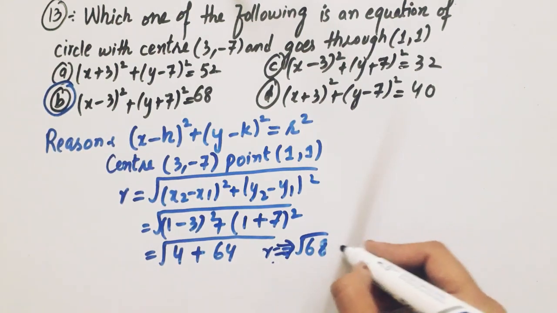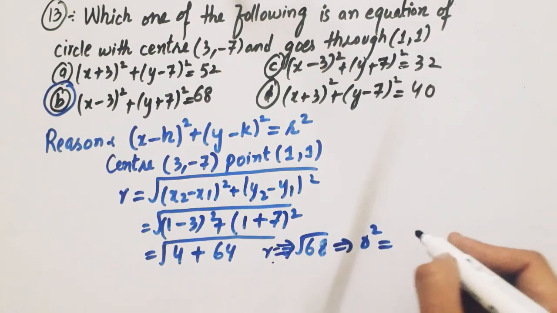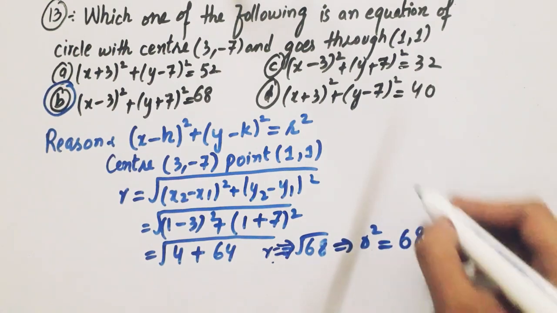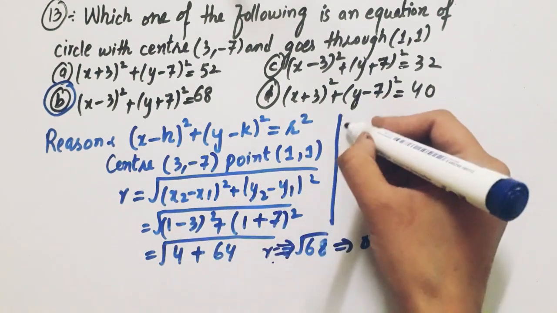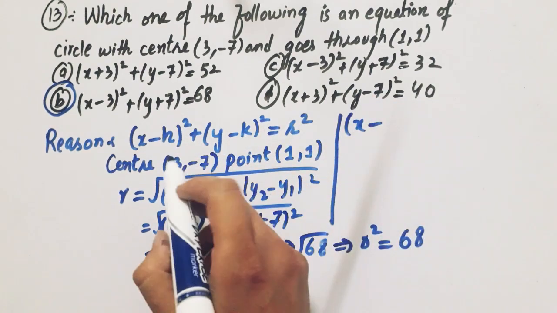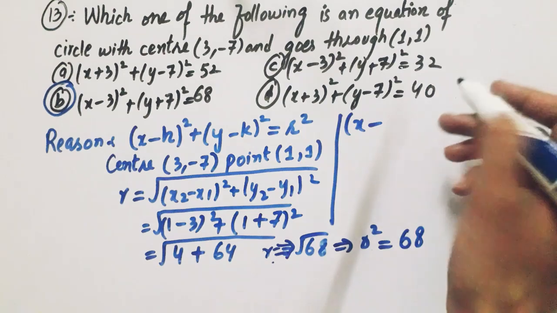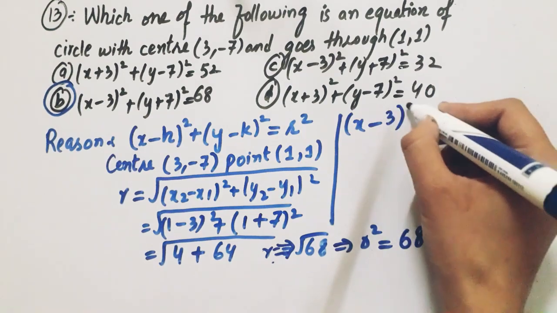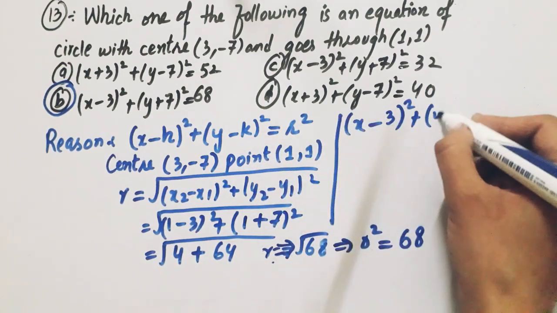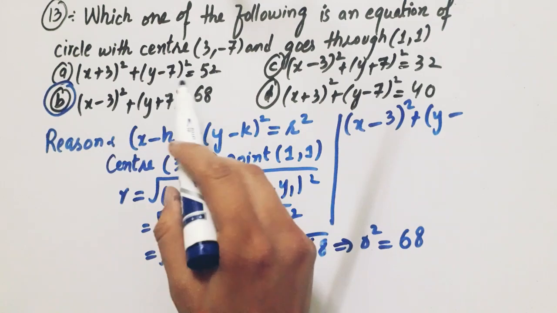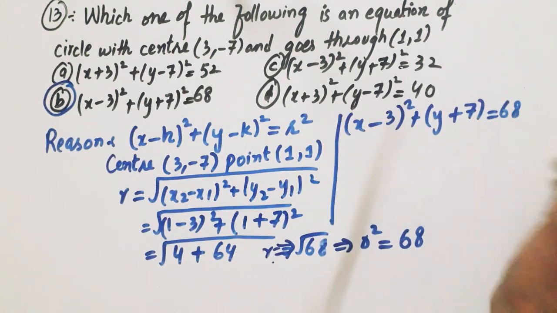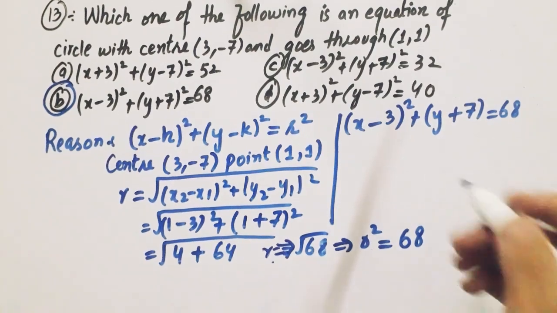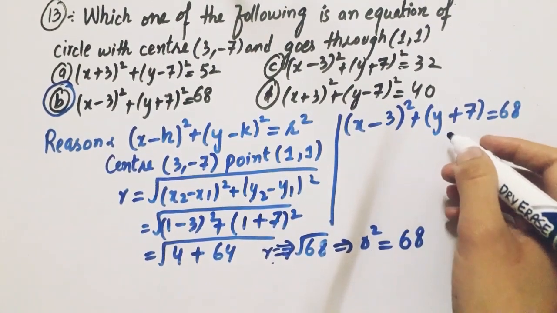Now r square will be equal to 68. Now you will put all the values in this equation: (x minus h) is equal to 3, plus (y minus k) is equal to minus 7, so it will become plus 7, is equal to 68. So this is the solution of MCQ 13.